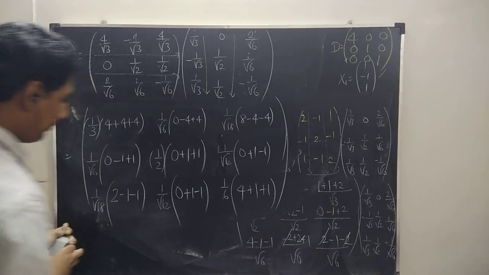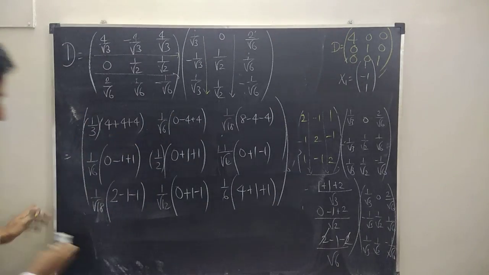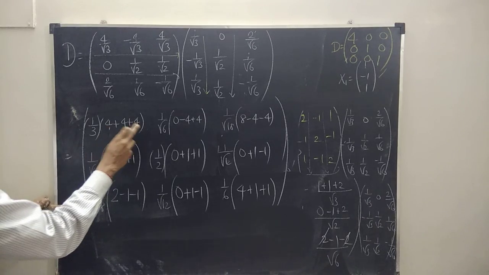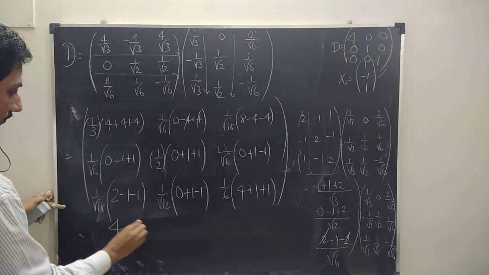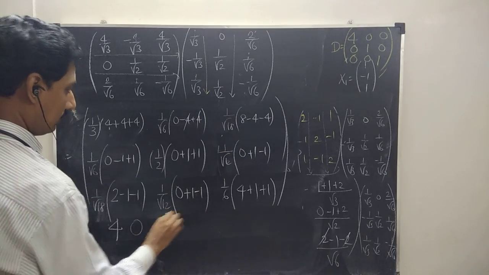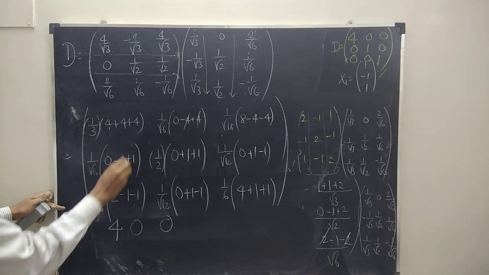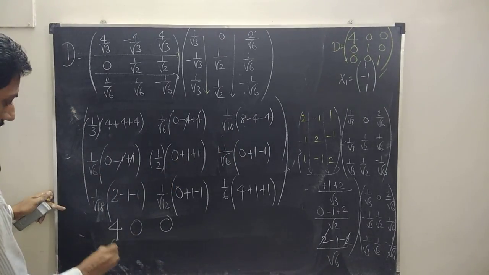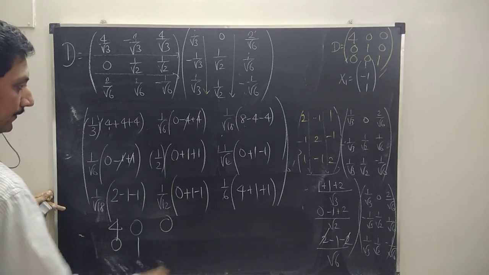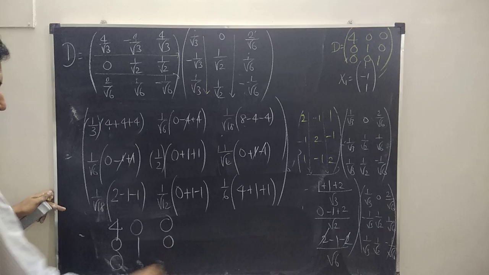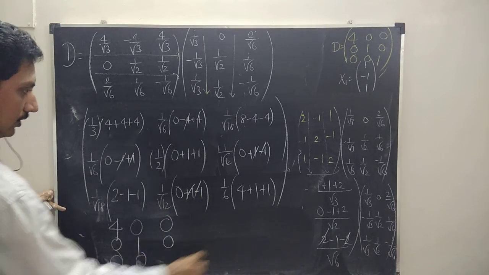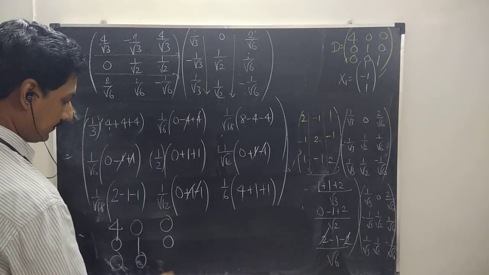So this is the matrix multiplication. Then the final step: 4 plus 4 plus 4 is 12, 12 by 3, so 4. This is 0. This is 0, because 8 minus 8 is 0. 1 minus 1 is 0. 2 by 2 is 1. 1 minus 1 is 0. 2 minus 2 is 0. 1 minus 1 is 0. And 4 plus 1 plus 1 is 6, 6 by 6 is 1.